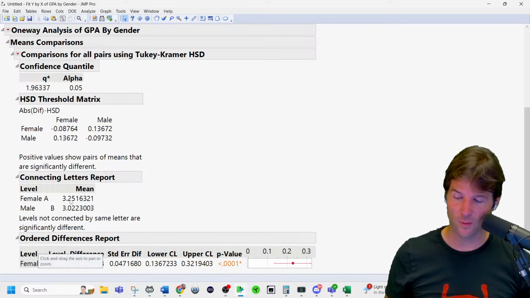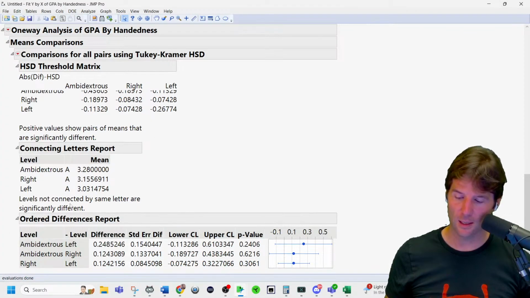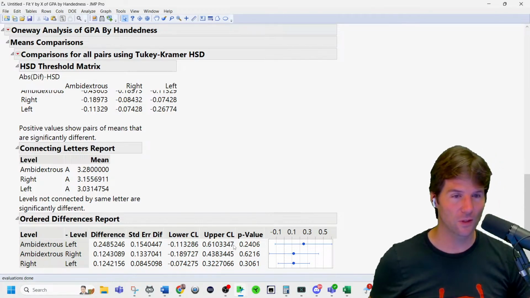You can see the mean for females, the mean for males, and the connecting letter report shows A and B as groups, versus this connecting letters report shows A and A, and the differences are likely due to random chance because they contain 0 as a possible difference.